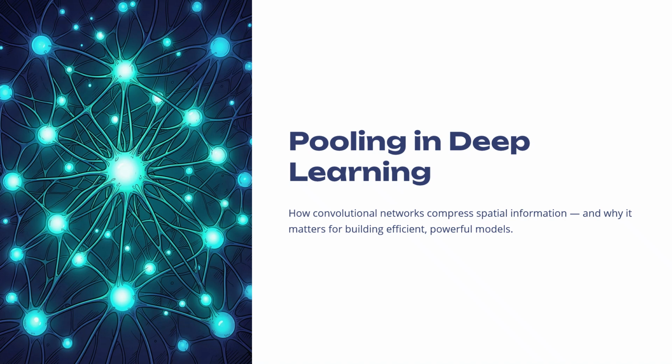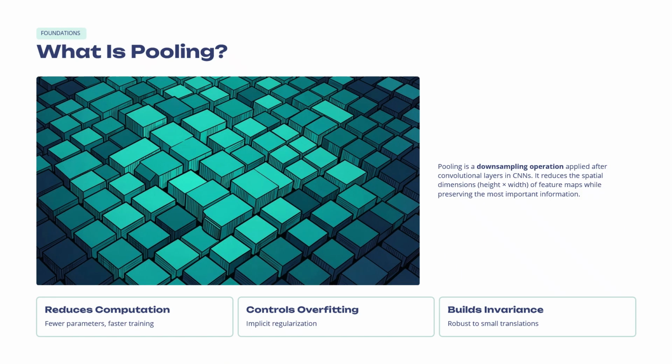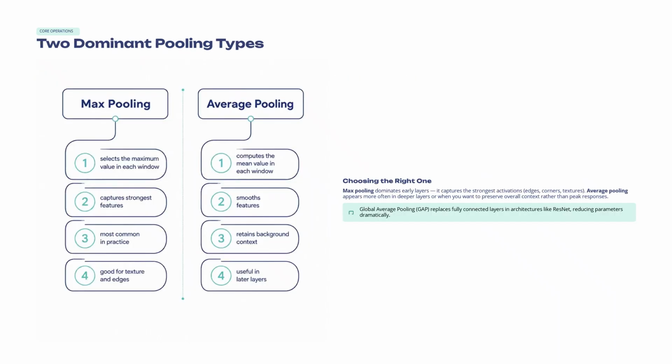In this lecture we will see about pooling in deep learning, how convolutional neural networks compress spatial information and why it matters for building efficient, powerful models. What is pooling? Pooling is a downsampling operation applied after convolutional layers in CNNs. It reduces the spatial dimensions, height and width, of feature maps while preserving the most important information. It reduces computation, controls overfitting, and builds invariance.